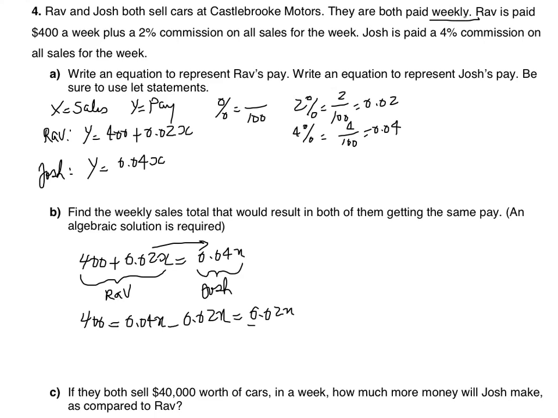0.02x. Dividing both sides by 0.02, we get from here that x is equal to $20,000, sorry. So this means that if both of them sell $20,000, they will get the same amount of salary.